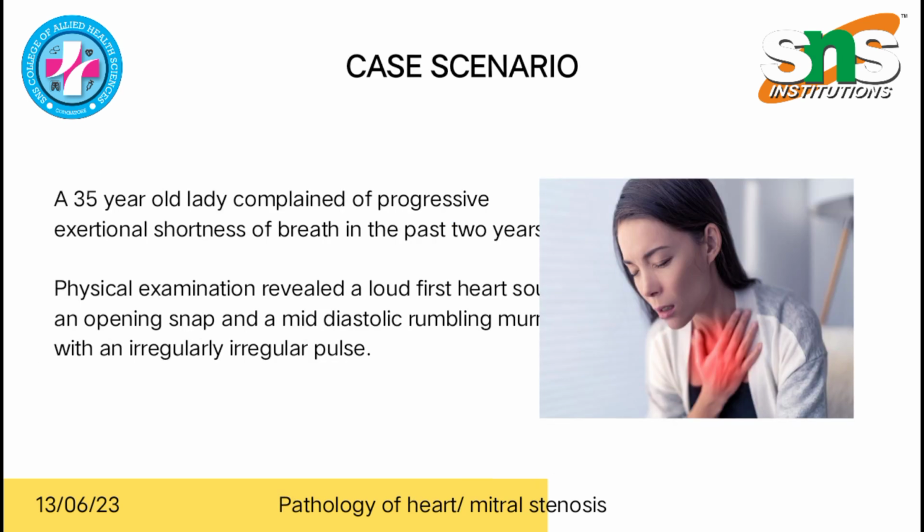Case scenario: a 35-year-old lady complained of progressive exertional shortness of breath in the past 2 years. Physical examination revealed a loud first heart sound, an opening snap, and a mid diastolic rumbling murmur with an irregular pulse.